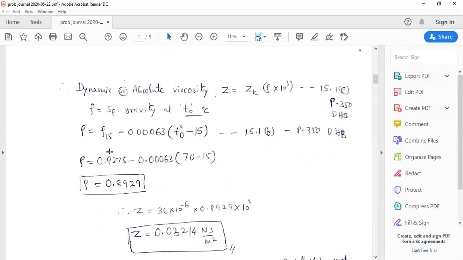Here the value of rho 15 is noted from table number 15.1. At 15 degrees centigrade, the specific gravity of the SAE40 oil is 0.9275, and after subtracting, the value of specific gravity of SAE40 at 70 degrees centigrade is 0.8929. So this value is obtained here at 70 degrees centigrade.